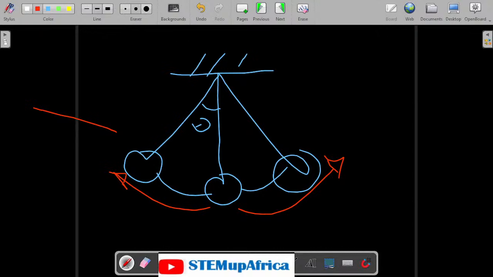So air will be acting against this system. When air acts against it, it will reduce the rate of oscillation. By reducing the rate of oscillation, the oscillation will die off with time. That process we call damping. Is it clear?